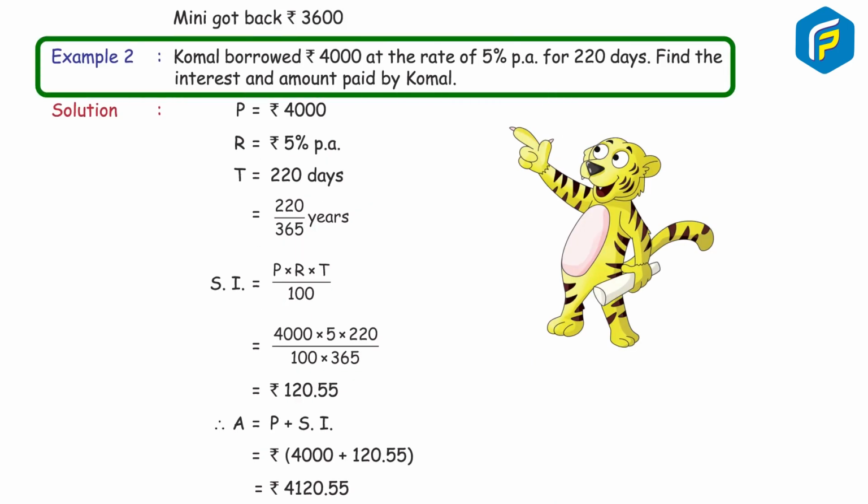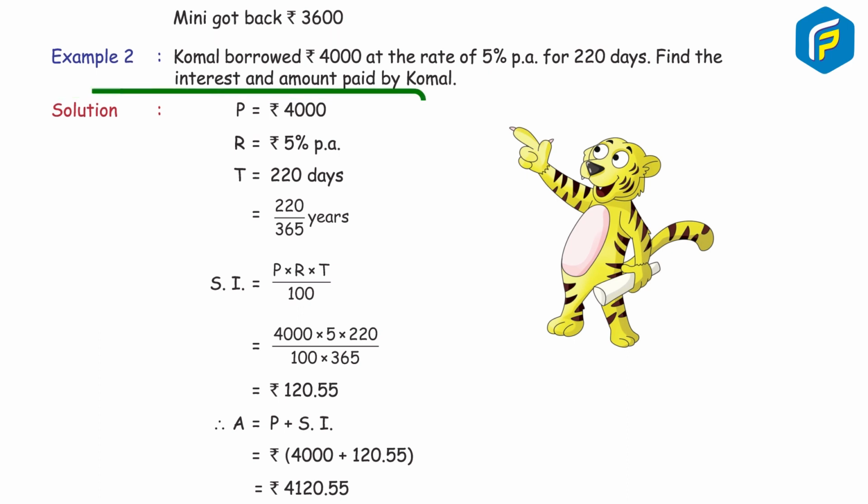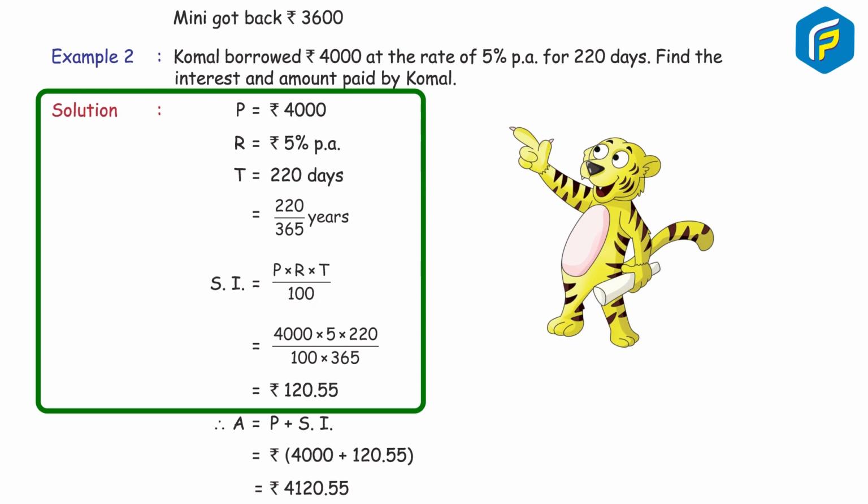Example 2. Komal borrowed rupees 4,000 at the rate of 5% PA for 220 days. Find the interest and amount paid by Komal. Solution: P is equals to rupees 4,000, R is equals to 5% PA, T is equals to 220 days is equals to 220 upon 365 years. SI is equals to P into R into T upon 100. 4,000 into 5 into 220 upon 100 into 365 is equals to rupees 120.55.